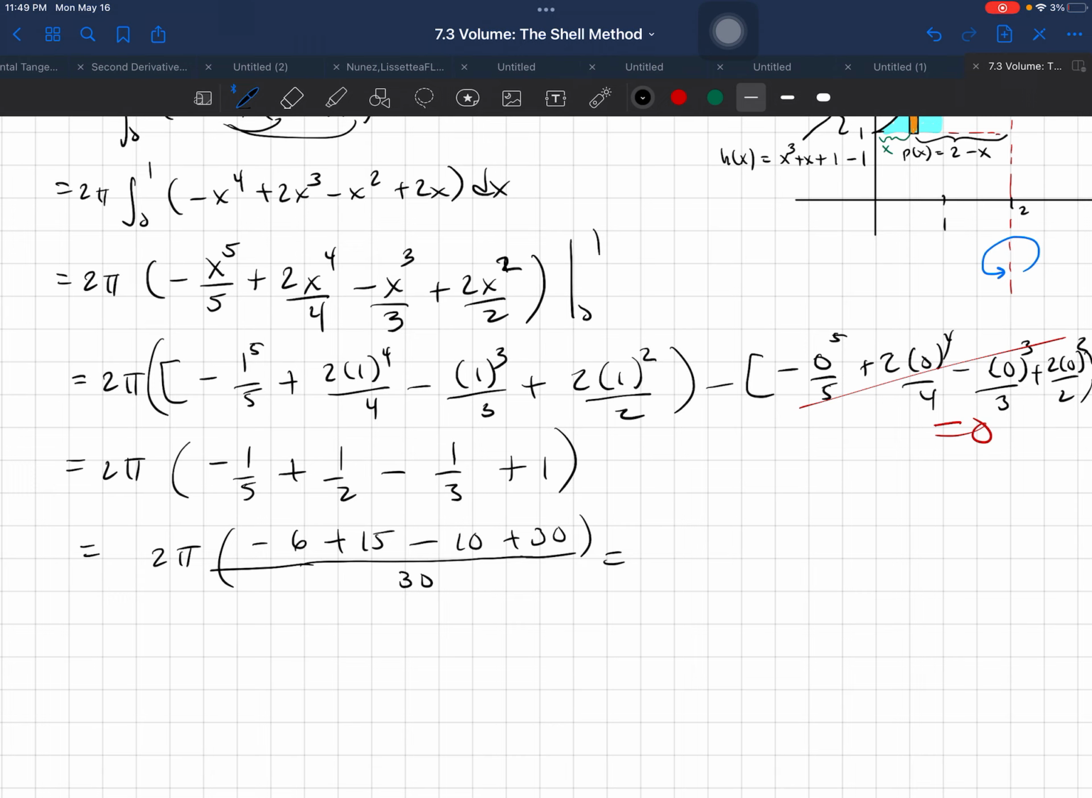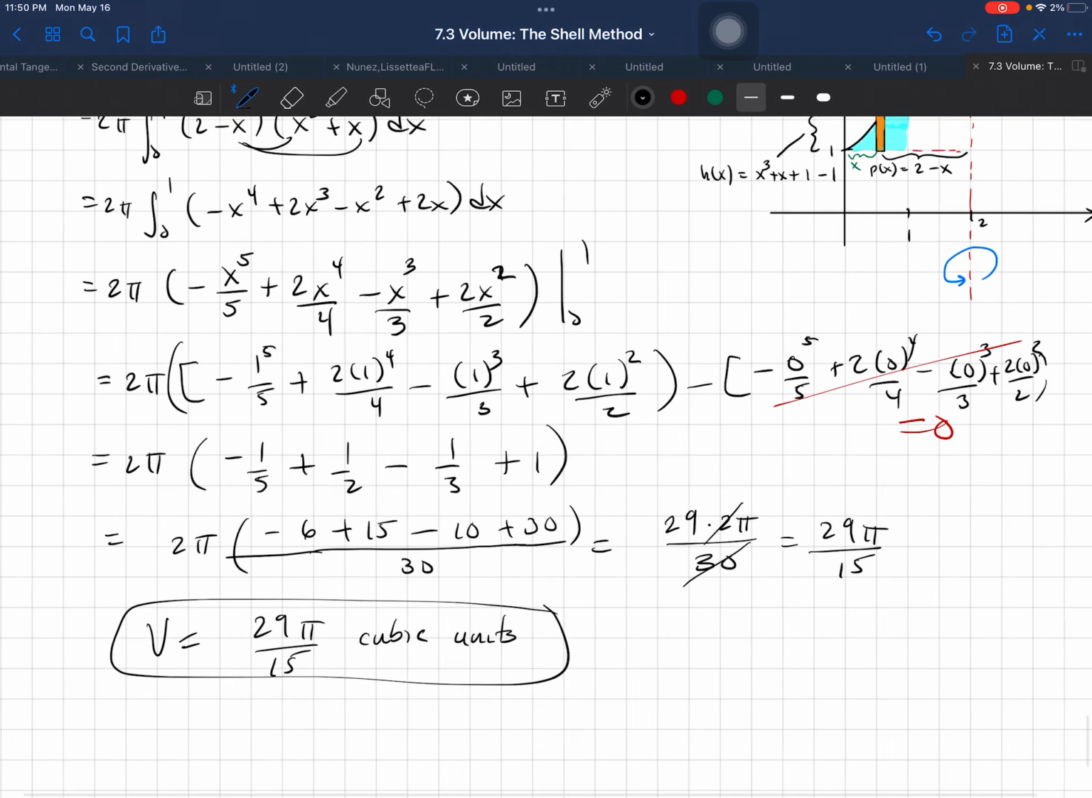And this will give us 20, that's positive 20, plus 15, that's 35. 35 minus 6, that's 29. So we'll get 29 times 2 pi over 30. Cancel those, simplify those two by doing 29 pi over 15. So the volume is 29 pi over 15 cubic units. And there you go.